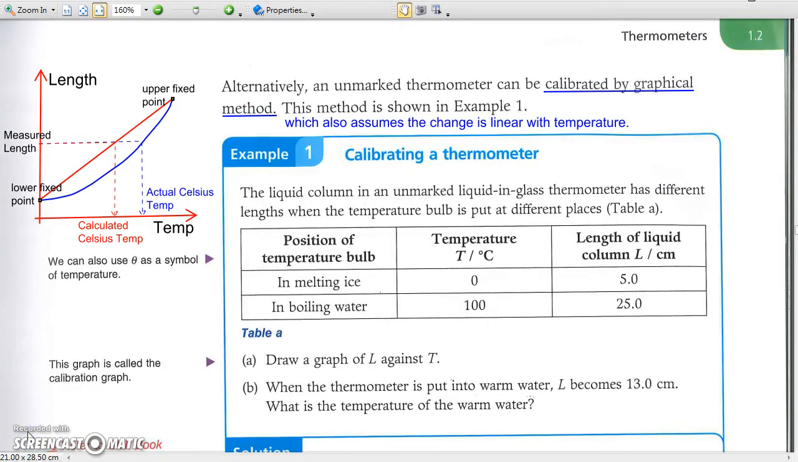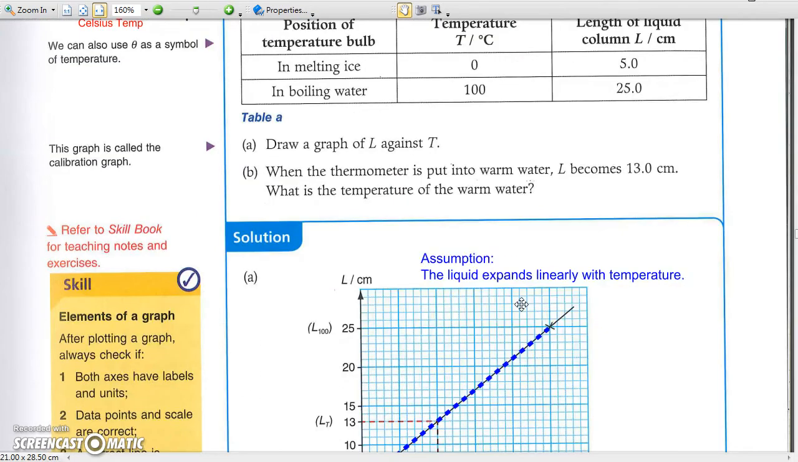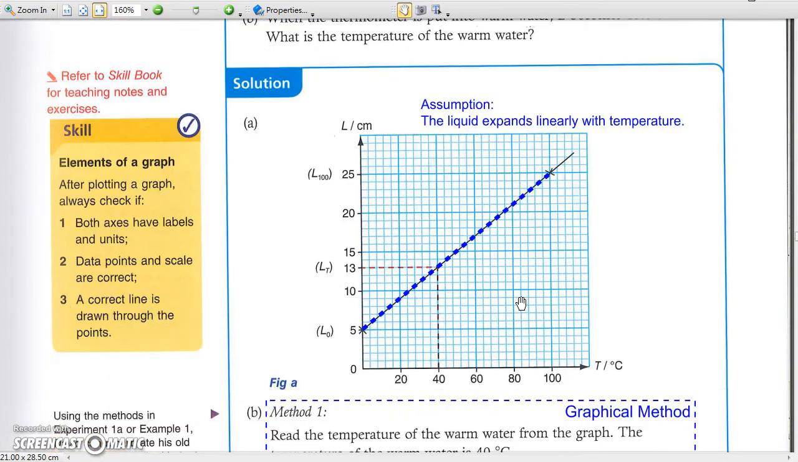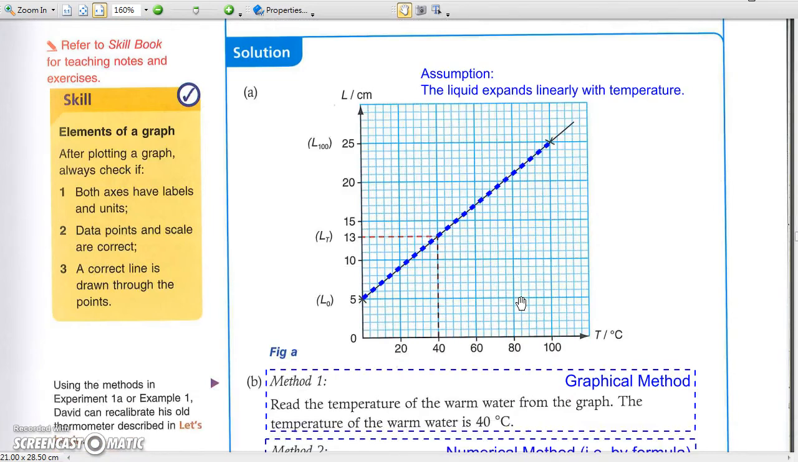Example 1. Calibrating a thermometer. The table gives the length of the liquid column at different temperatures. You should be able to read the unknown temperature directly from the graph or calculate the unknown temperature by assuming a linear relationship between the length of liquid column and temperature.